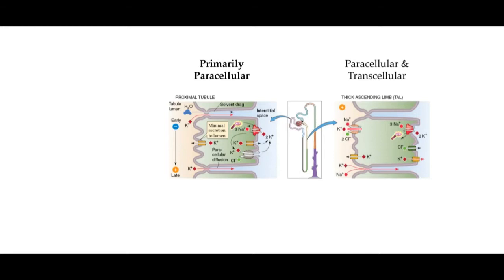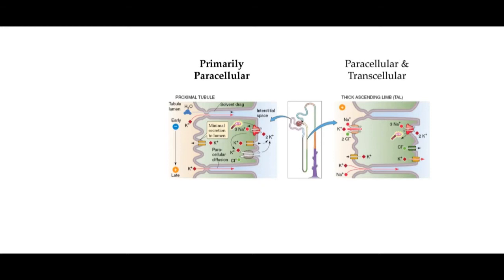On your thick ascending limb, we have both paracellular and transcellular. We've already talked about the transcellular side, so that channel, never forget that channel. It does a lot of heavy lifting in the TAL, and it's something that comes up a lot when we talk about the effect of diuretics and how you can modulate the activity of that cell in order to change the uptake of various ions.